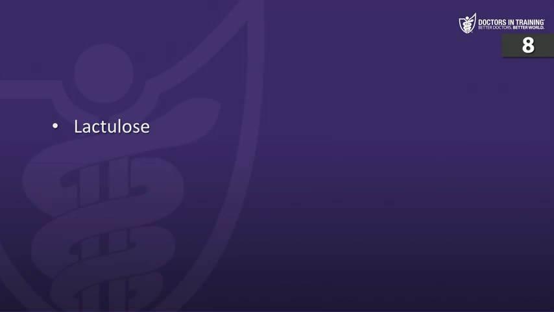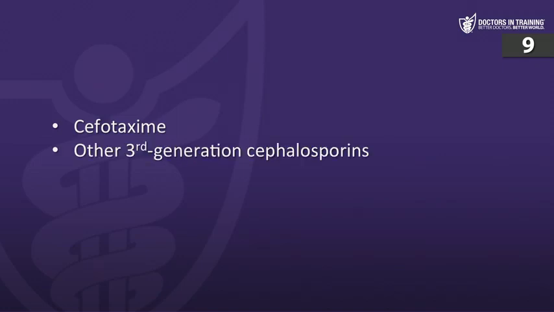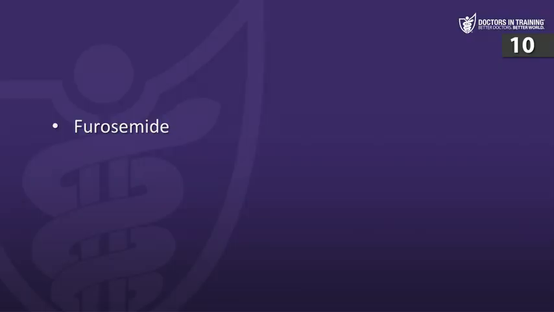All right, first question. What's the treatment for hepatic encephalopathy? Lactulose, and possibly rifaximin. Next, what antibiotics can be used to treat SBP? We said cefotaxime or other third-generation cephalosporins. Next, what two diuretics are used in conjunction for the treatment of ascites or portal hypertension? We said furosemide and spironolactone.